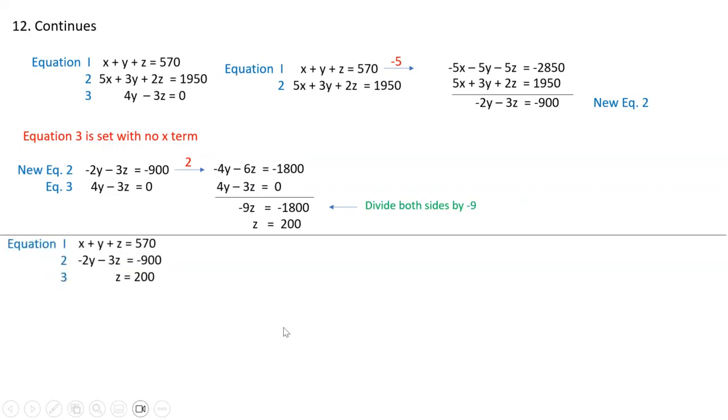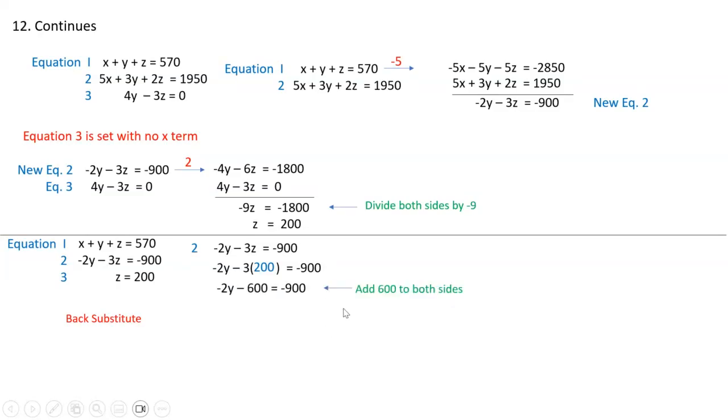Now I found my 3 equations: equation number 1, equation number 2, and equation number 3. So now I'm going to go back and substitute. To solve for y, I'm going to go to equation number 2. I'm going to plug in the 200 for z and solve for y. We add 800 to both sides, and then we divide by -2. So y = 150.